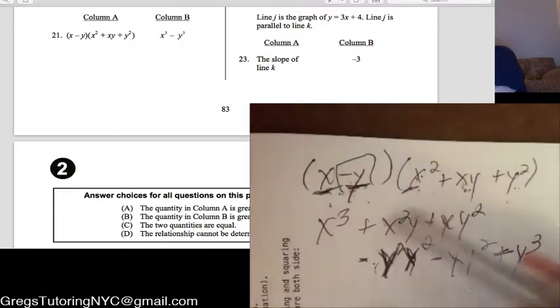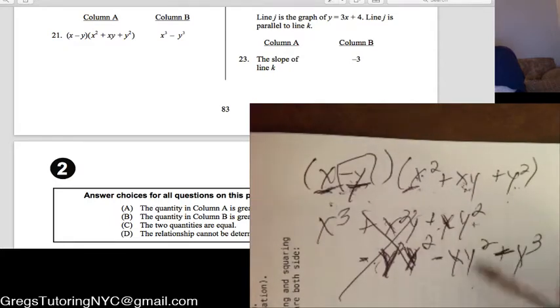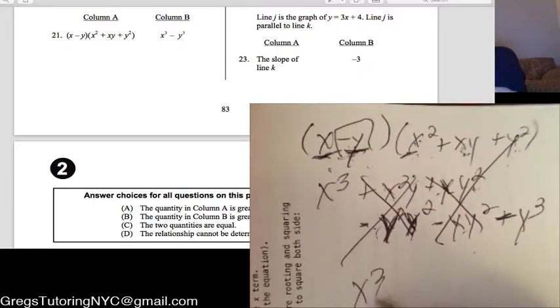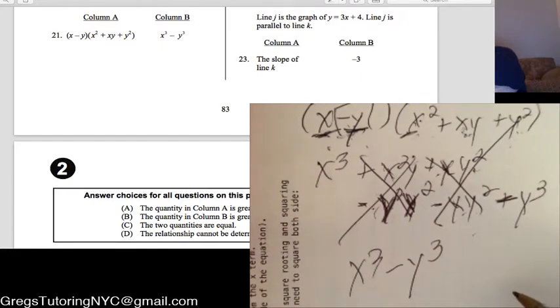So when we combine like terms, we have a plus x squared y. This cancels out. We have a plus xy squared minus xy squared. That cancels out. And we end up with x cubed minus y cubed, which seems to imply that they're equal.